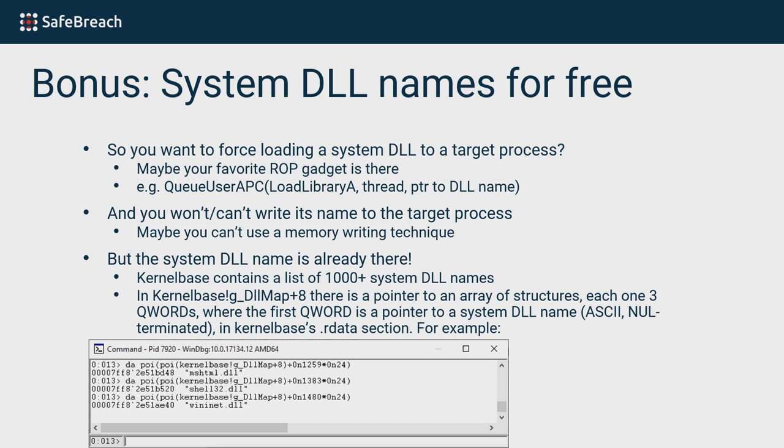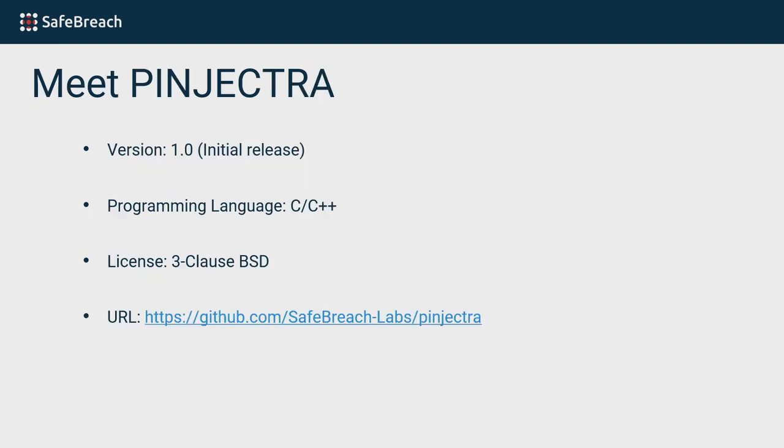If you're interested in loading a system DLL into the target process without first writing its name, fortunately, we have a nice trick for you. You can use kernelbase. It contains a list of over 1,000 system DLL names, including MSHTML, shell32, and winined.dll. So if your favorite ROP gadget happens to be there and the DLL is not already loaded, here's a nifty way of loading your system DLL into a target process. And now I'm handing it over to Itzik.